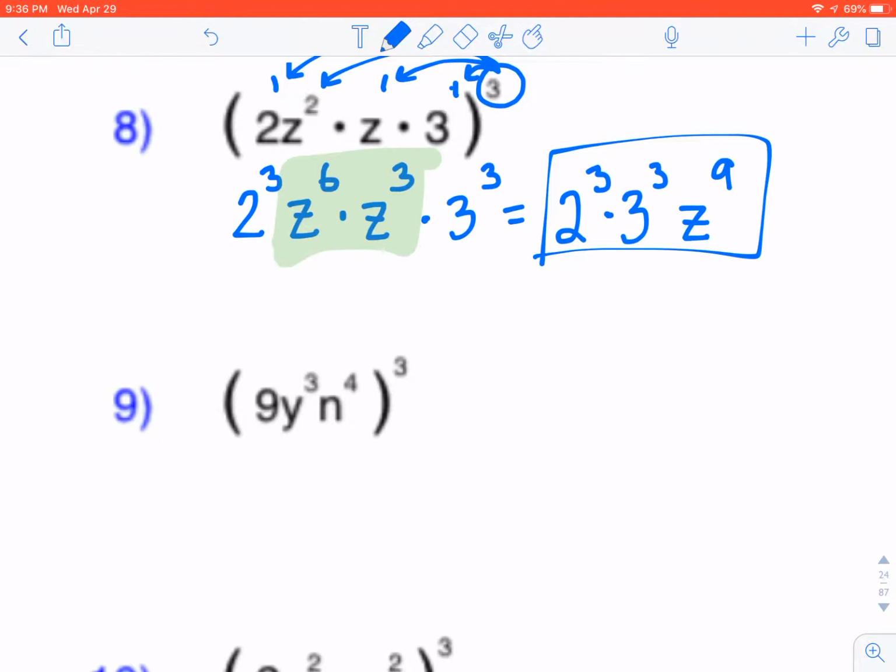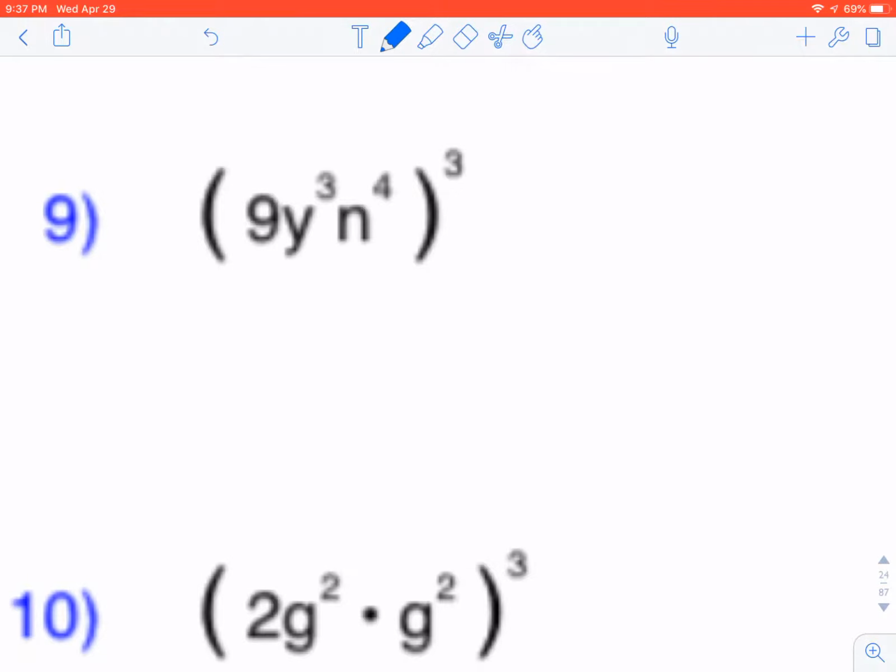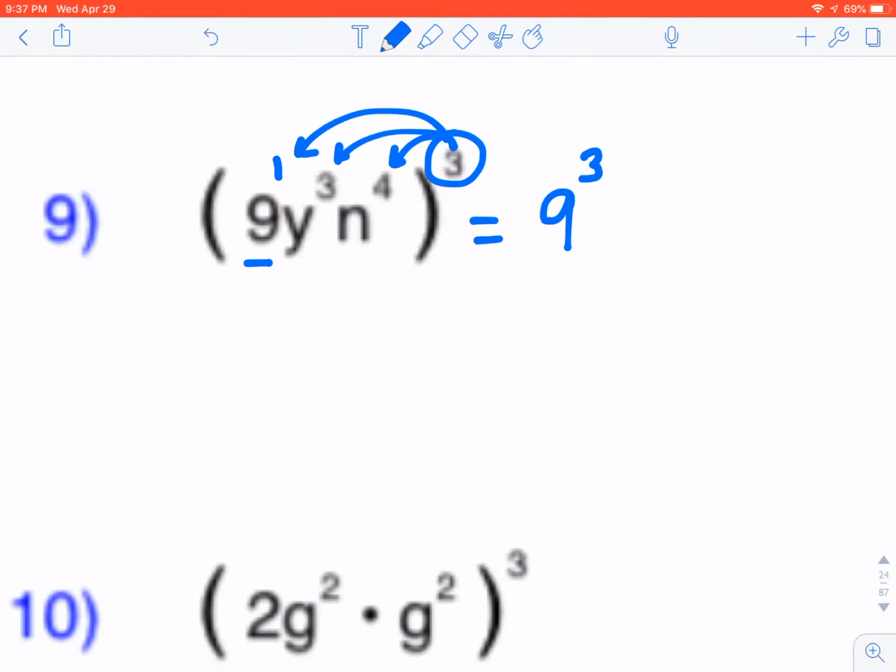All right, number 9. This one, be careful. Remember, the 9 is not attached to the y. That 9 is just in front. So you're still taking your exponent of a 3, and you're multiplying it times each term, each exponent that's inside parentheses. Okay, so you'd have 9 to the 3rd, y to the 9th, n to the 12th.